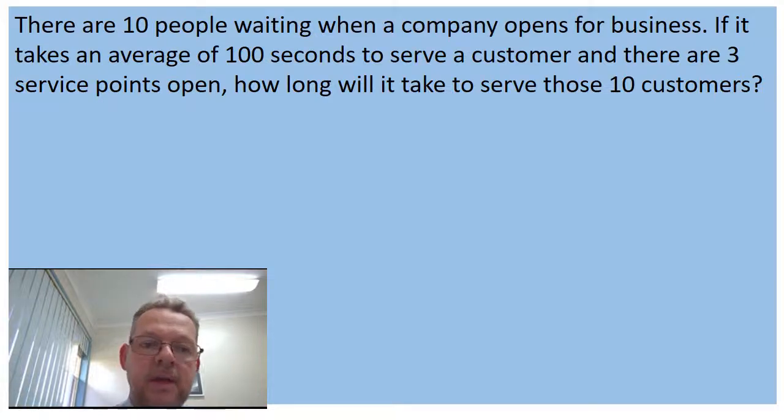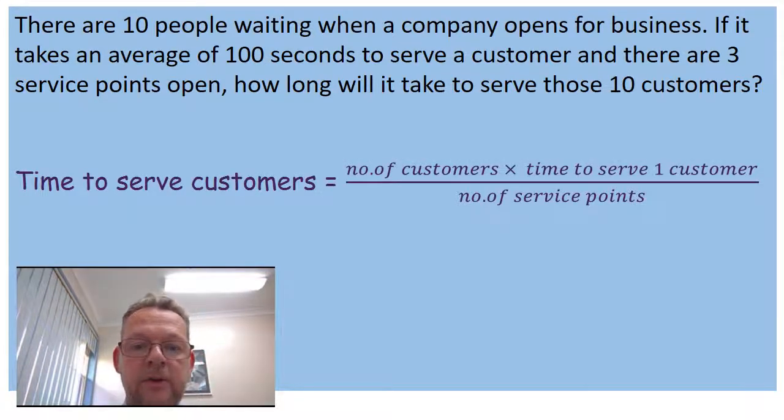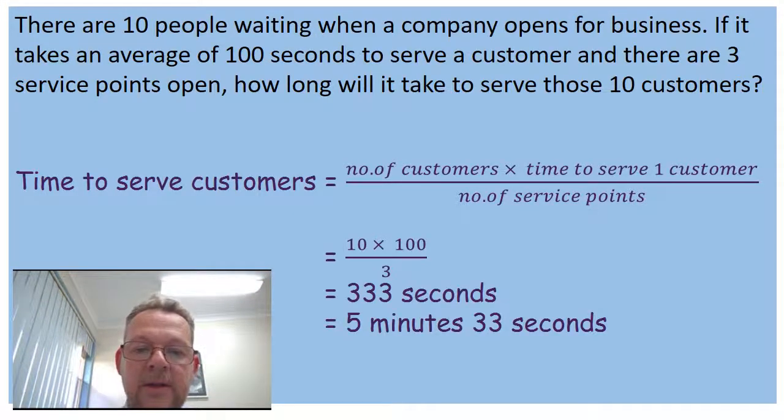If we have a look at this example here, there are 10 people waiting when a company opens for business. If it takes an average of 100 seconds to serve a customer and there are 3 service points open, how long will it take to serve those 10 customers? Well, first of all, we consider the number of customers and multiply it by the time to serve one customer, and then we'll divide it by the number of service points. So that's 10 customers multiplied by 100 seconds, divided by 3 service points. That's 333 seconds taken to serve those 10 customers.